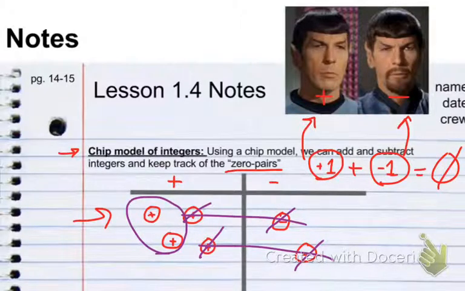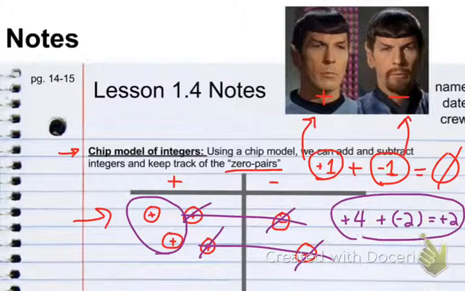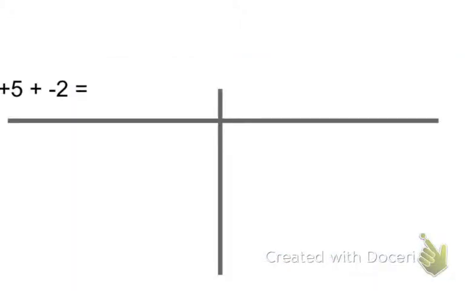Well, what did I really have here? I had 4 positives, and I combined them with 2 negatives, and I ended up with 2 positives left over, because a pair of positives and a pair of negatives canceled each other out and left me with just 2 positive chips remaining. So this is a good way to kind of think about that idea of integers being the opposite of a whole number. So let's try some examples.